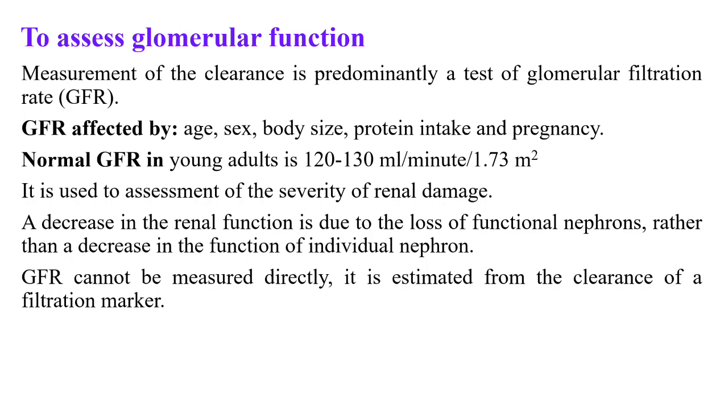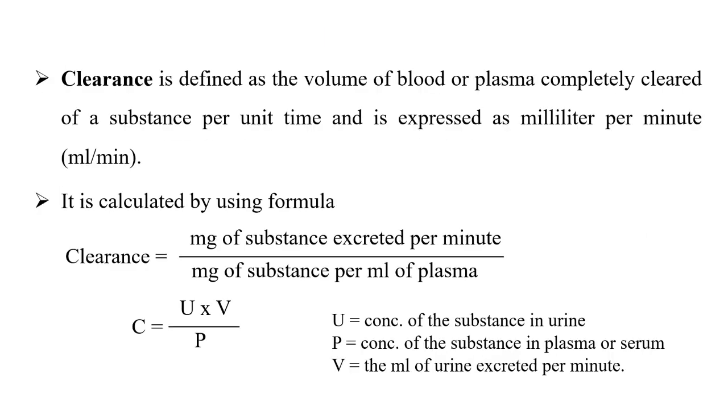GFR cannot be measured directly. It is estimated from the clearance of filtration markers. What do we mean by clearance? Clearance is defined as the volume of blood or plasma completely cleared of a substance per unit of time and is expressed in milliliters per minute.